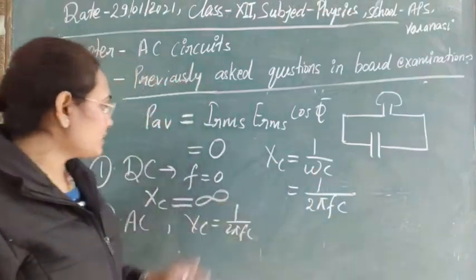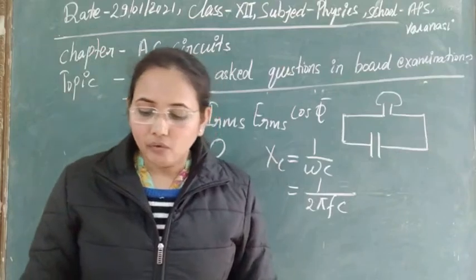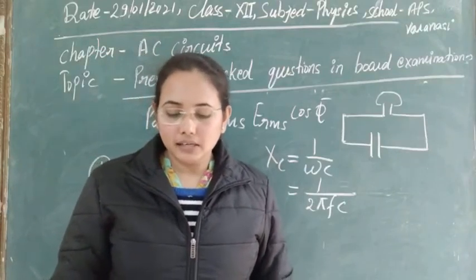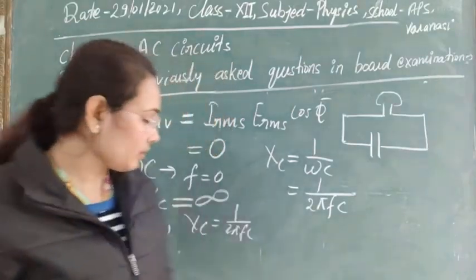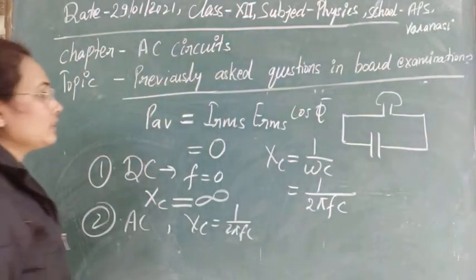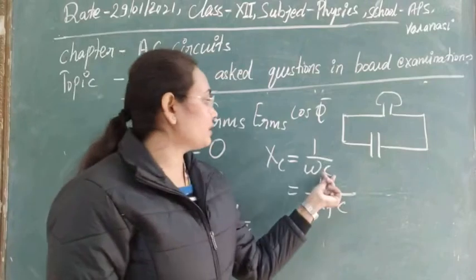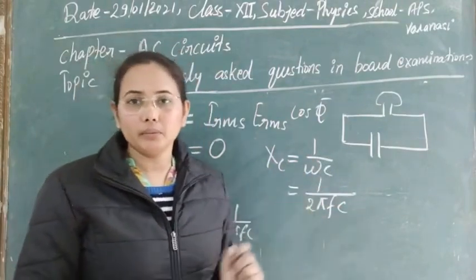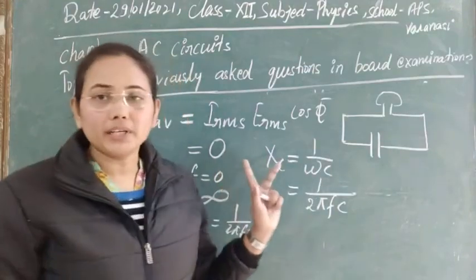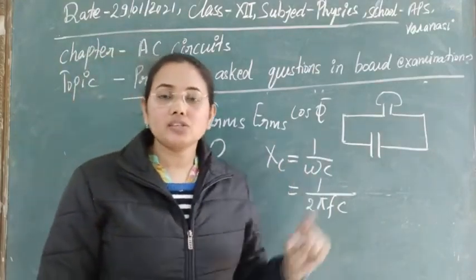Clear? The next question is: what happens in each case if the capacitance of the capacitor is reduced? So here, if this capacitance is reduced, then what will be the impact on the glow of the bulb? So in both of the cases, first take the case of DC.